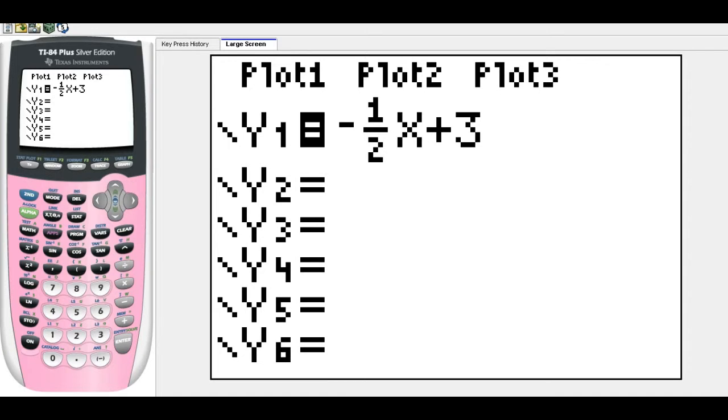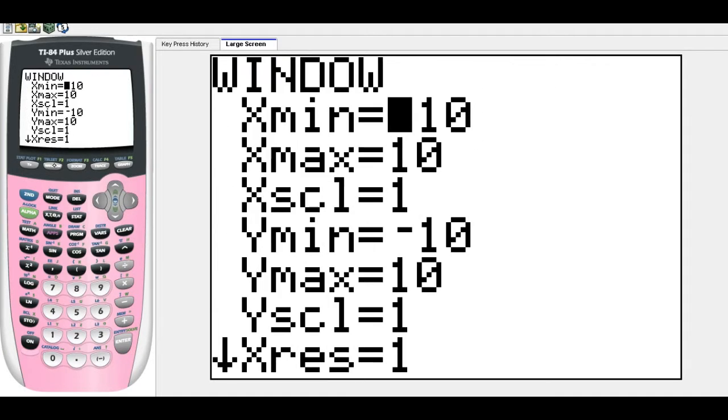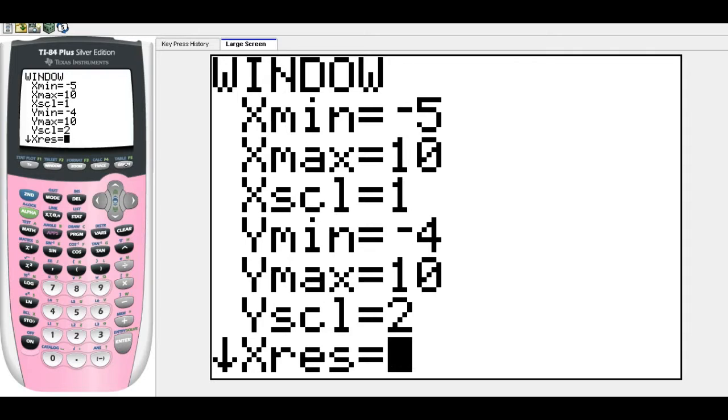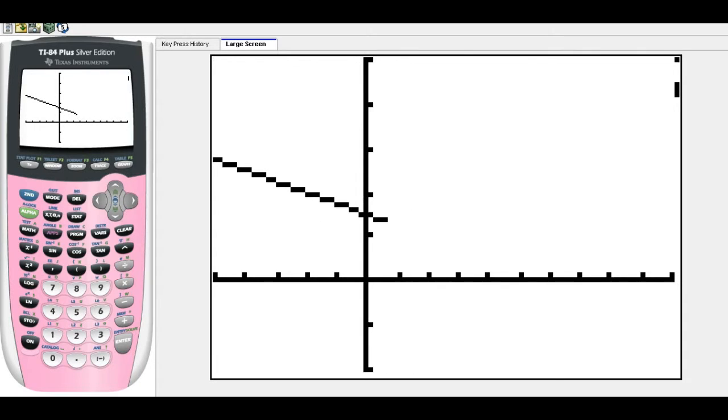At this point, you could hit graph, but I'm going to check my window. You see my window goes from negative 10 to 10 on the x-axis. That's kind of standard and cool. I'm going to change it to negative 5 to 10 just because. And the scale just means how often you want me to put tick marks. Then on the y-axis, let's go negative 4 to 10. And I'm going to change the scale to 2 so you can see there's fewer tick marks. And then I'm going to hit graph. And bam, there it is.